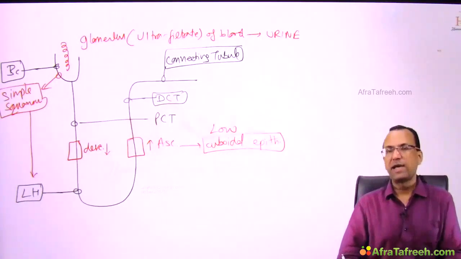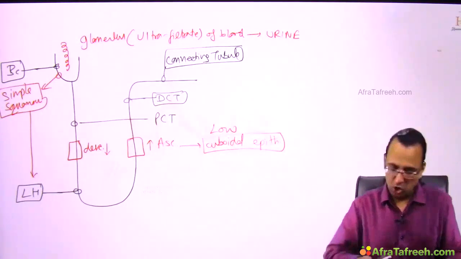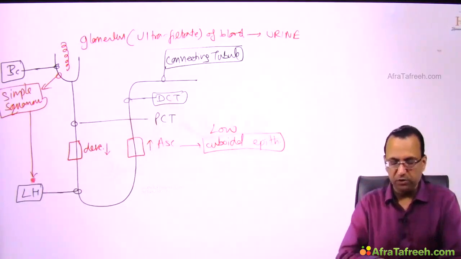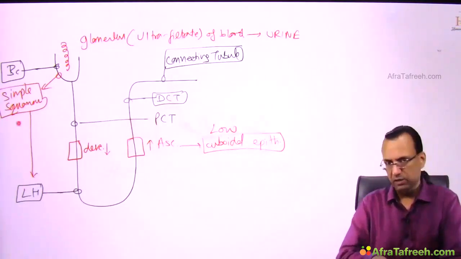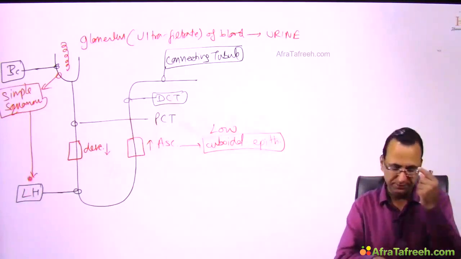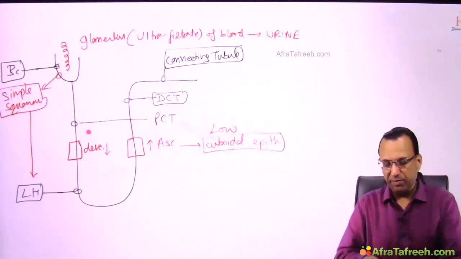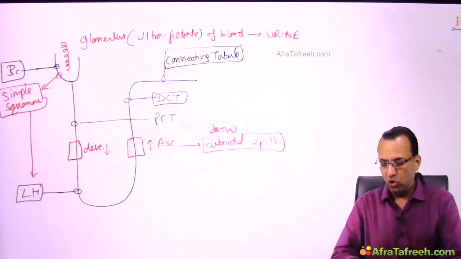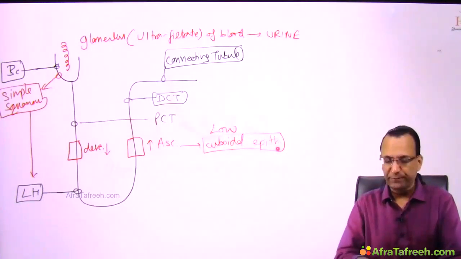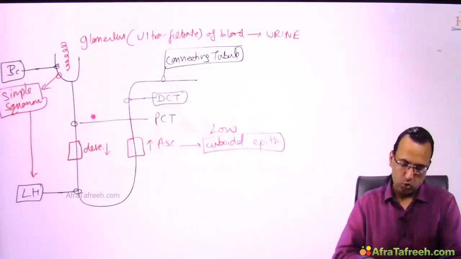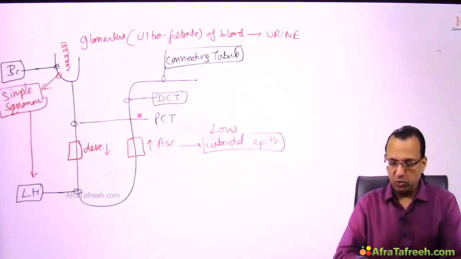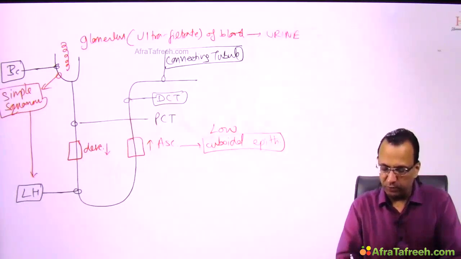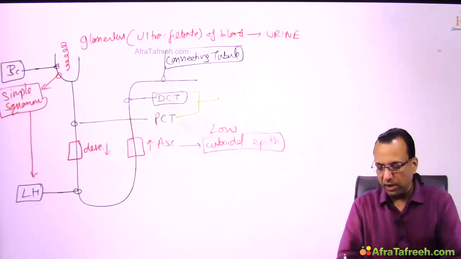So what will I answer if somebody is asking me loop of Henle? If somebody is asking you loop of Henle, you should answer simple squamous like Bowman's capsule. But if somebody specifies descending limb of loop of Henle or ascending limb of loop of Henle, change your answer to low cuboidal epithelium. And what do I see in the PCT? Whatever you see in the DCT. So what do I see in the DCT? Maybe it is the PCT or DCT, both of them are cuboidal epithelium.